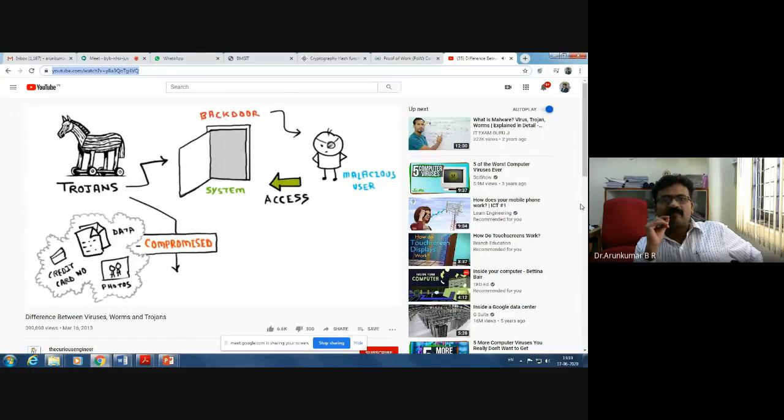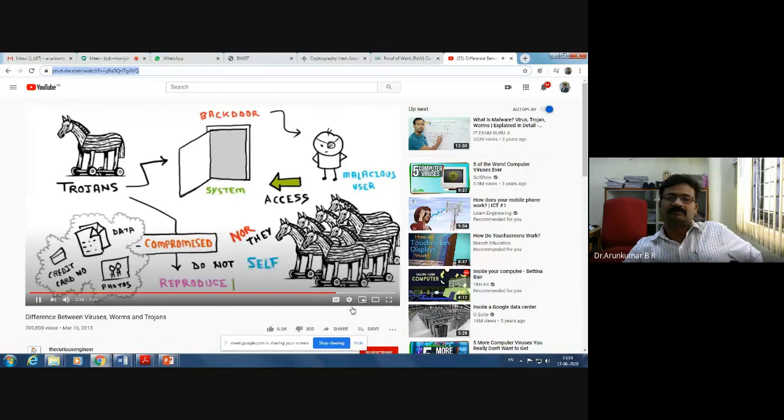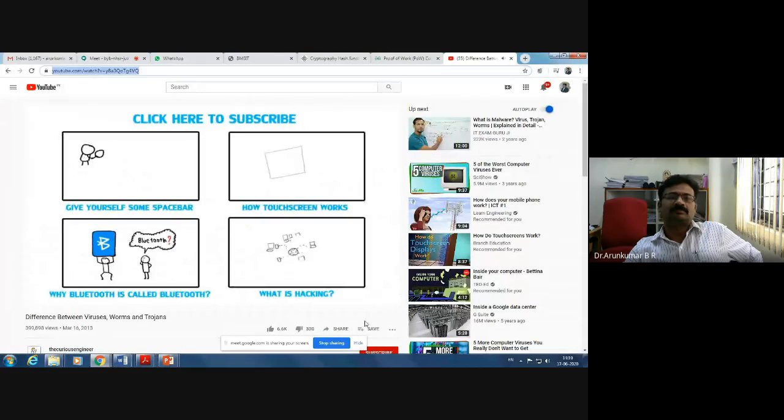Unlike viruses and worms, Trojans do not reproduce by infecting other files, nor do they self-replicate. So that's all about viruses, worms, and Trojans.